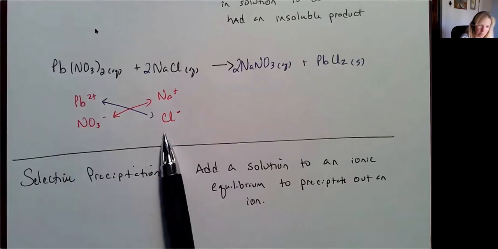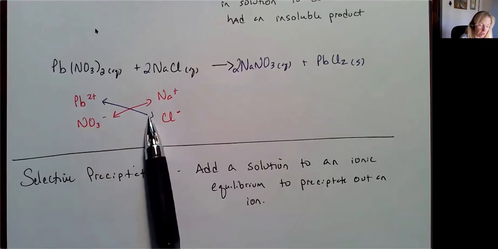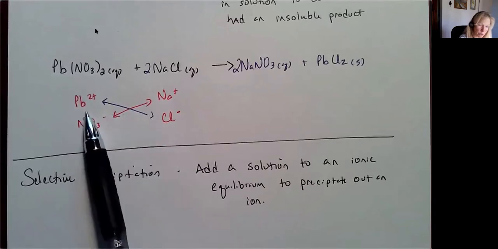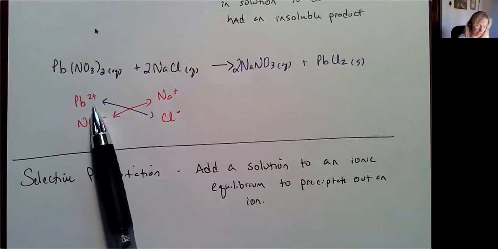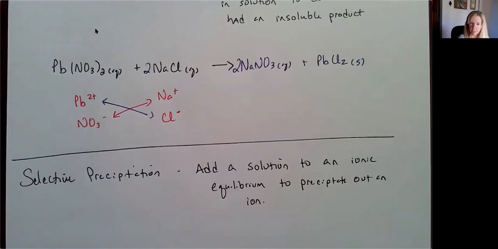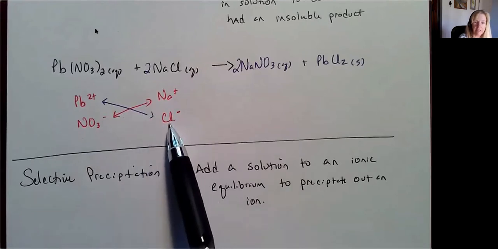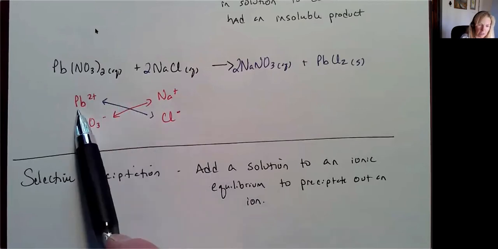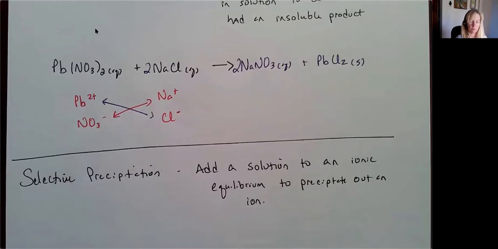I'm going to add enough chlorine ions so that I form an insoluble product, and I'm essentially removing all of these lead ions here. If I want to force it so that it all comes out of solution, then I'm going to add chlorine ions in excess so that I'm sure that I'm precipitating all of my lead ions here. So that's selective precipitation. It would be a strategy that you use in the lab to get rid of an ion that's in solution that you want to be able to remove.